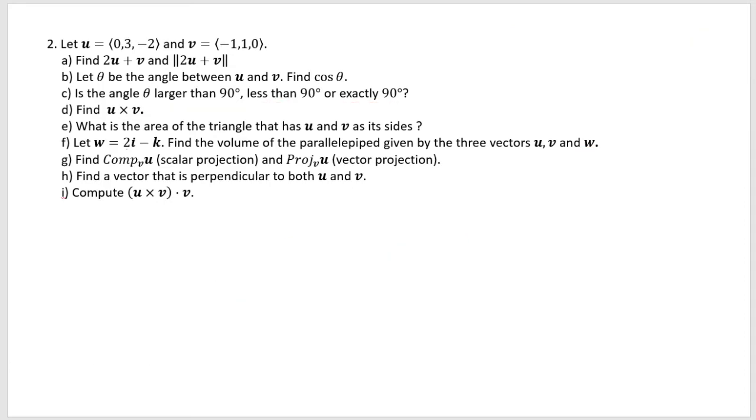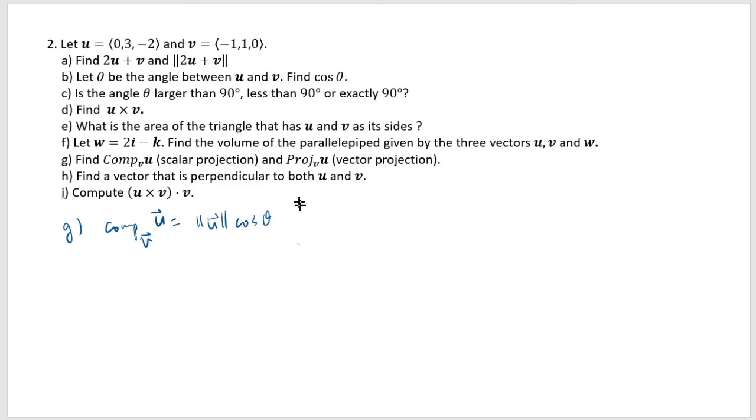Okay, now G. What's the component and projection? Okay, so G, the component of U along V would be the norm of U multiplied by the cosine of the angle between U and V. I just drew a triangle to explain why this is true in the solution of question 1.